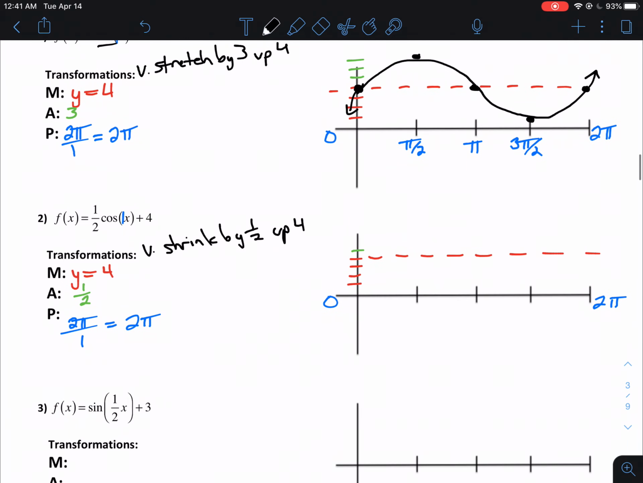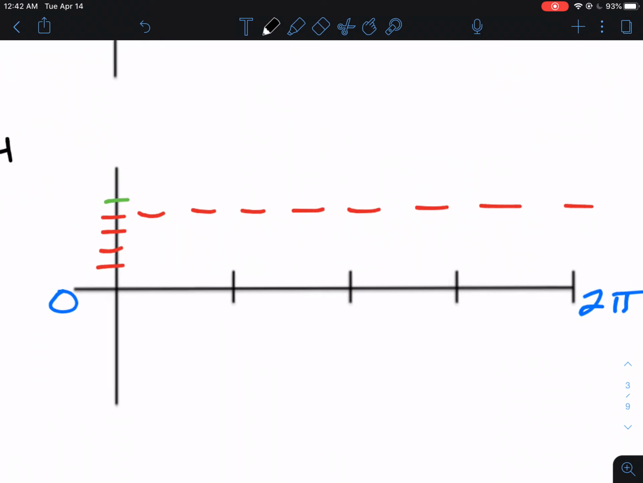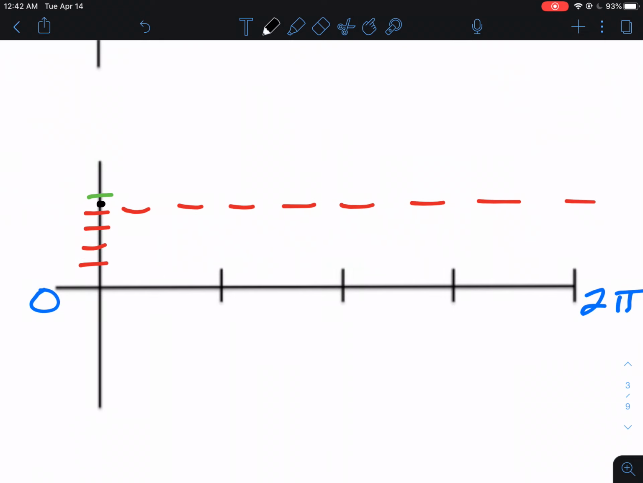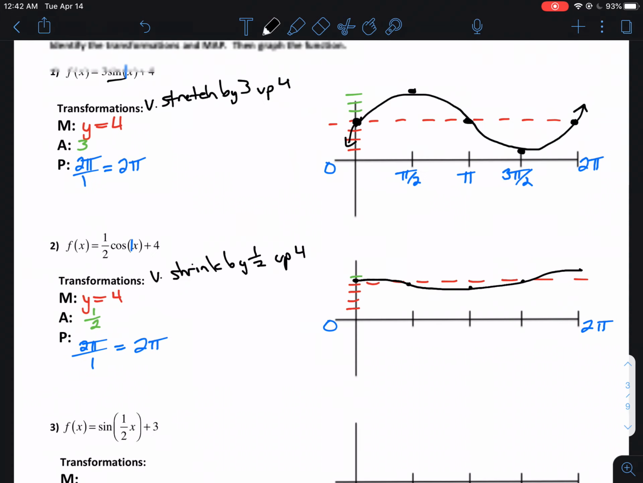So in this case, for cosine, I'm going to have to zoom in a little bit here. We're actually going to start at an amplitude, which again is just 1/2 above 4 and then below 4. So from that amplitude, we're going to go down by 1 amplitude, so you're at midline, then down by another amplitude, up by an amplitude, up by an amplitude. And so this one's going to be kind of hard to show, but very narrow around that midline.